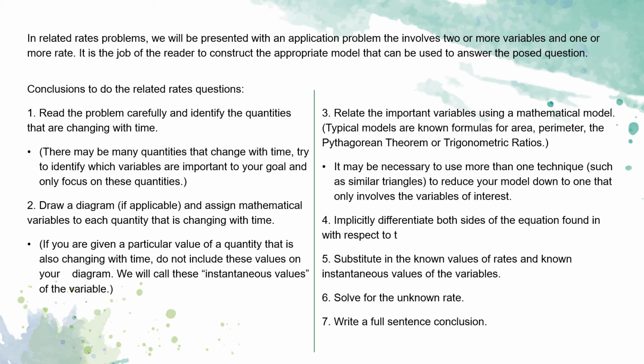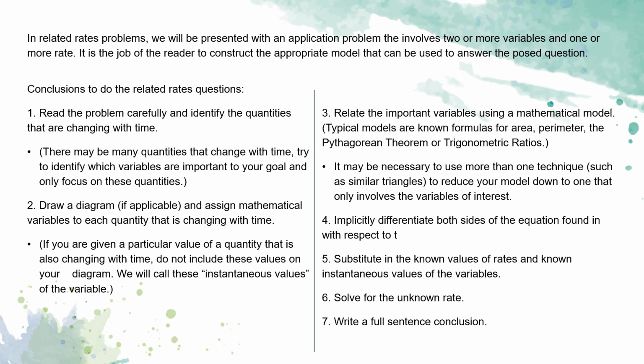First step is we need to read the problem carefully and identify the quantities that are changing with time. There may be many quantities that are changing with time, so we need to try to identify which variables are important to our goal and only focus on these quantities. Second step is we need to draw a diagram if applicable and assign mathematical variables to each quantity that is changing with time. If you are given a particular value of a quantity that is also changing with time, do not include these values on your diagram. We will call this the instantaneous value of the variable.